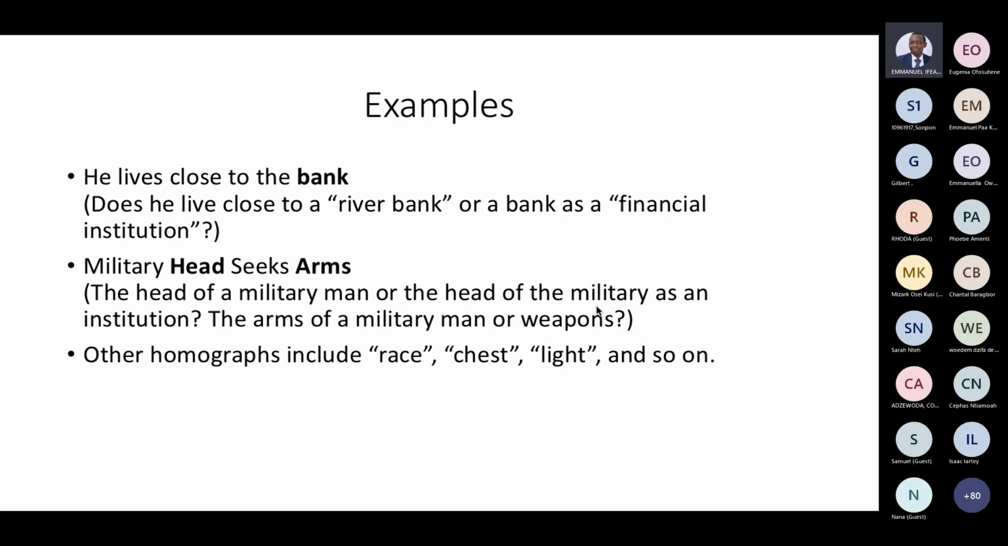Does he live close to a river bank or a bank as a financial institution? So the word bank is a homograph. It's capable of more than one meaning. Military head, 6 arms. Are we talking about the biological head of a military man or the head of the military as an institution? And are we also talking about the biological arms of a military man, or are we talking about weapons?